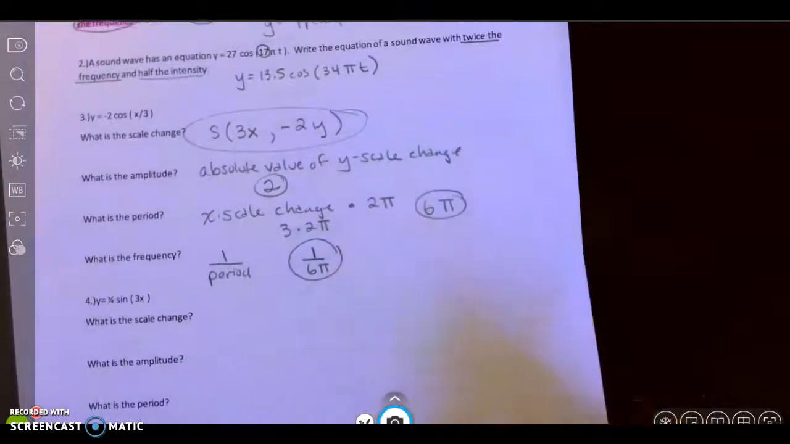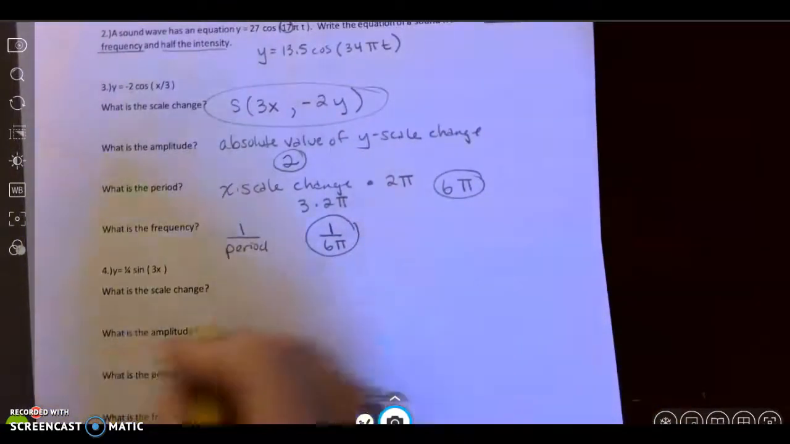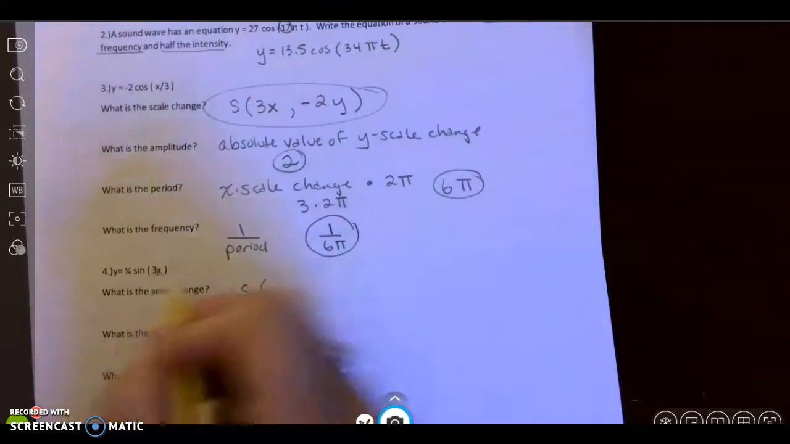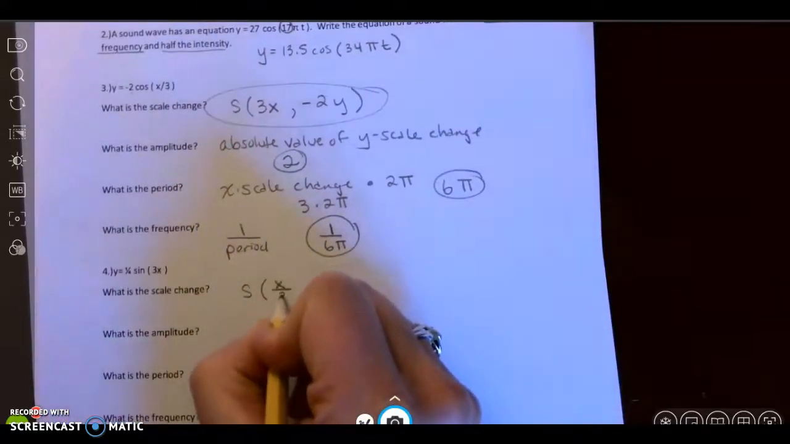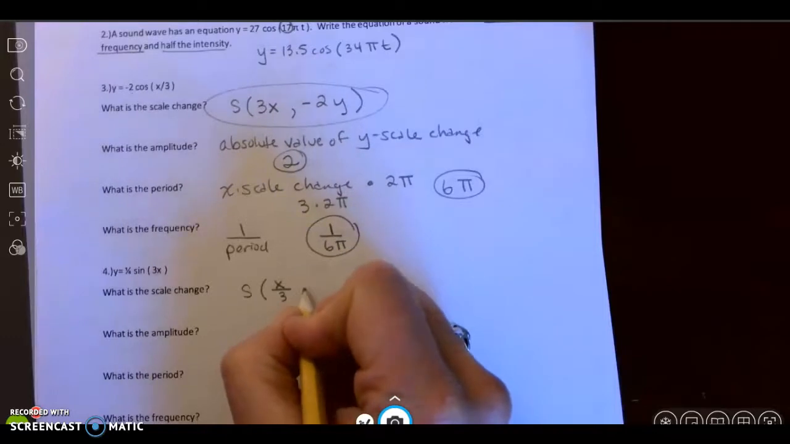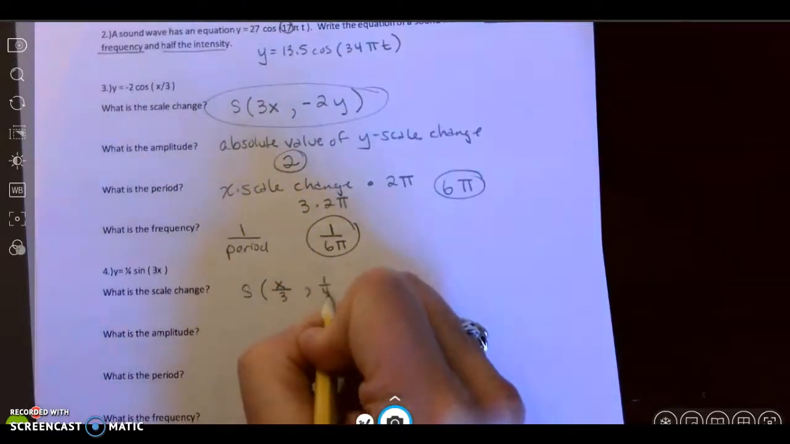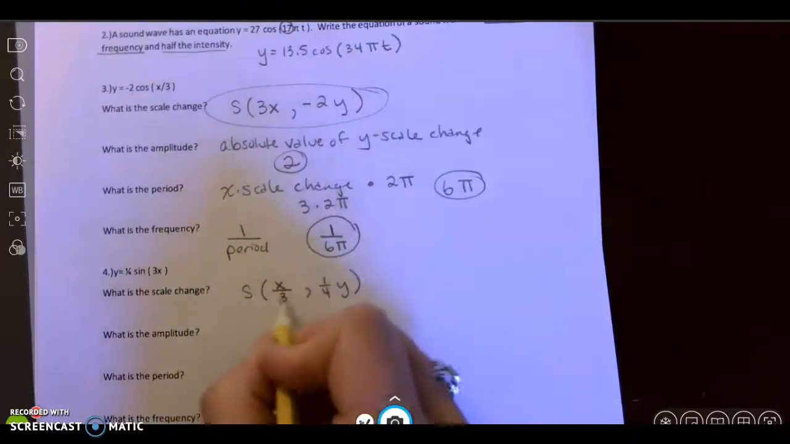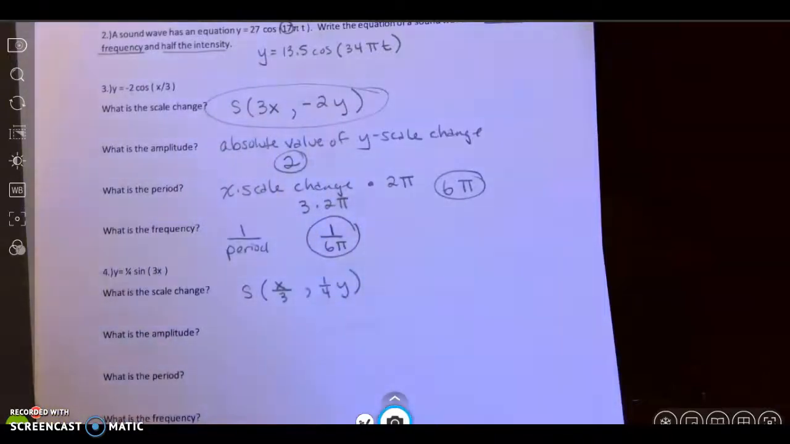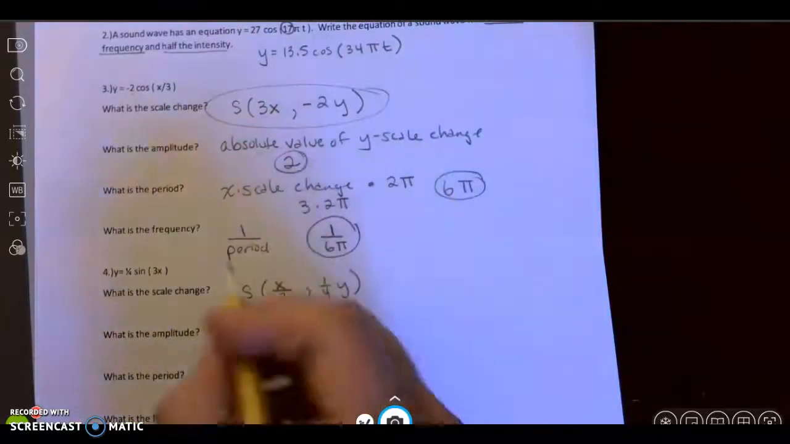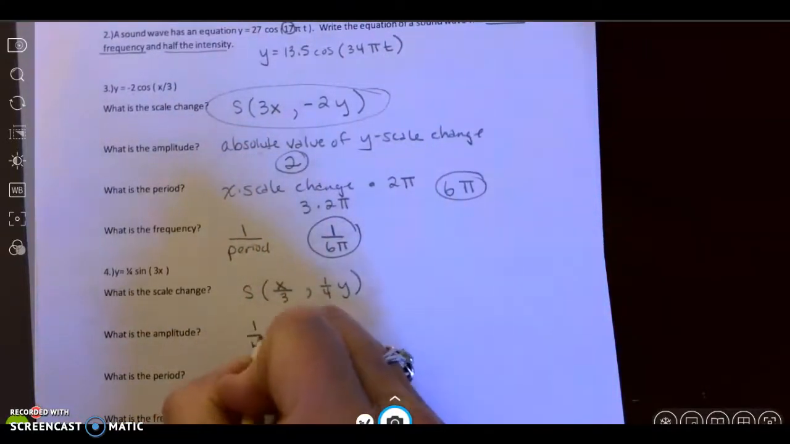All right, let's look at number 4. What is the scale change? Okay. 3 times x in the equation, which means it's x divided by 3 in the scale change, because x flips in the equation, and 1/4 y, or y divided by 4. If I want to, I can write this as 1/3 x. The amplitude is the absolute value of the y scale change, so it's simply 1/4.